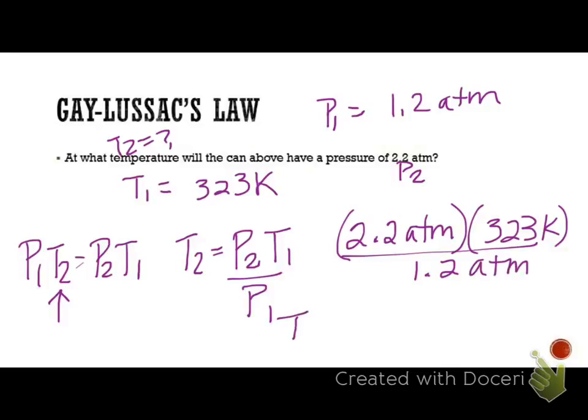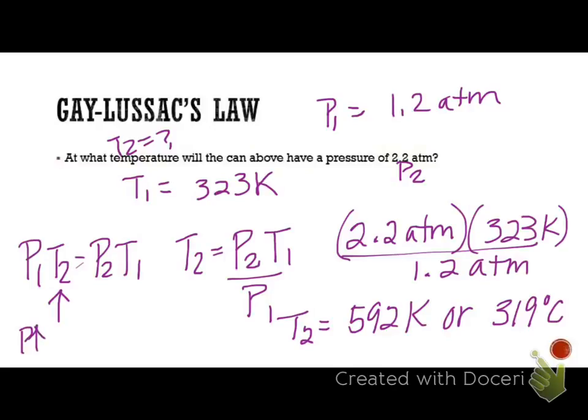And when we get that, T2 is going to be equal to 592 Kelvin. Or if I wanted to convert it back into Celsius, I would subtract 273 and I would get 319 degrees Celsius. Let's do a double check. Our pressure increased, so we expect our temperature to increase. And of course it did. It went from 50 degrees Celsius to 319. That's quite a bit of an increase, but we increased our pressure by a whole atmosphere, which is quite a bit.